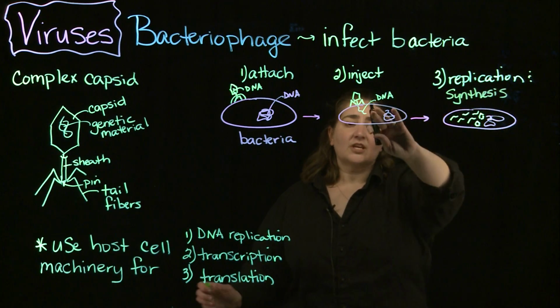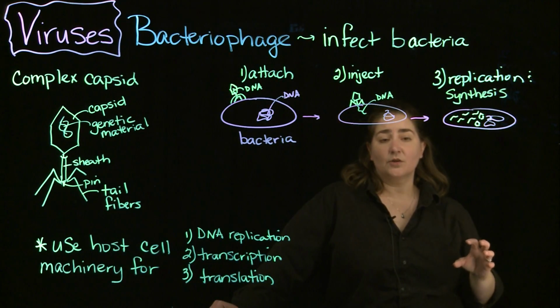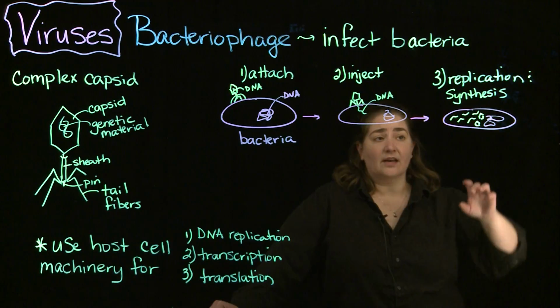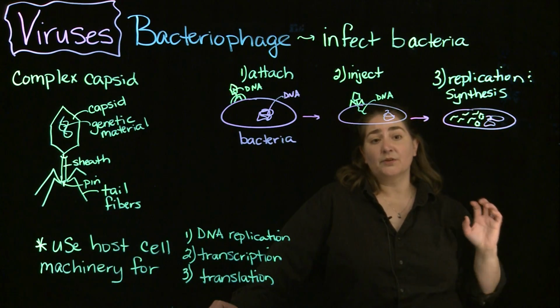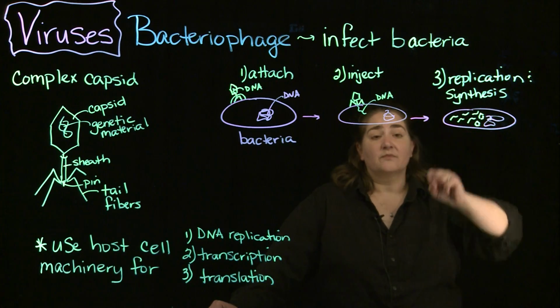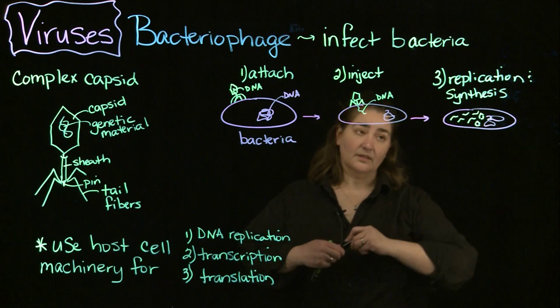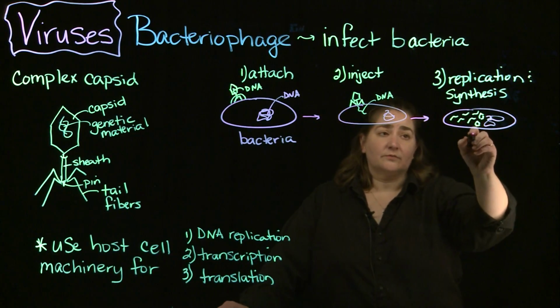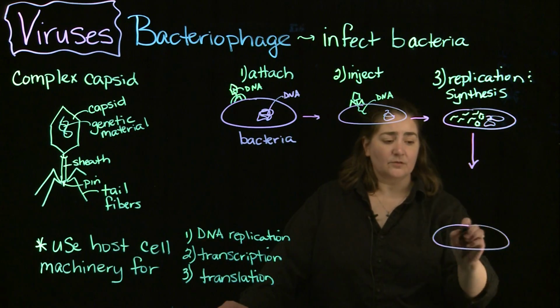So what's going to happen in that third step with replication: that viral genetic material now is using the ribosomes within that prokaryotic cell to make new protein coats. It's using the polymerases for DNA replication to make more copies of the viral genome.